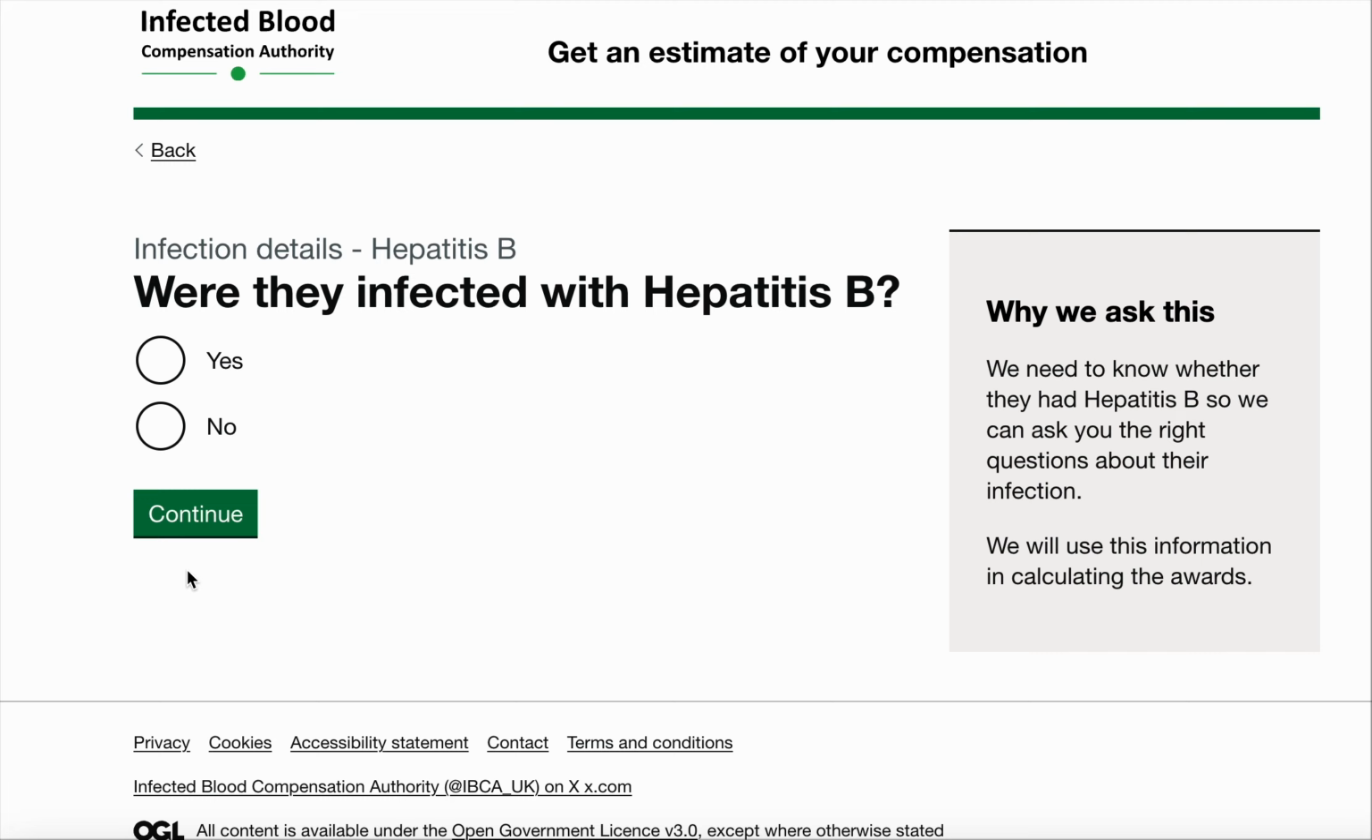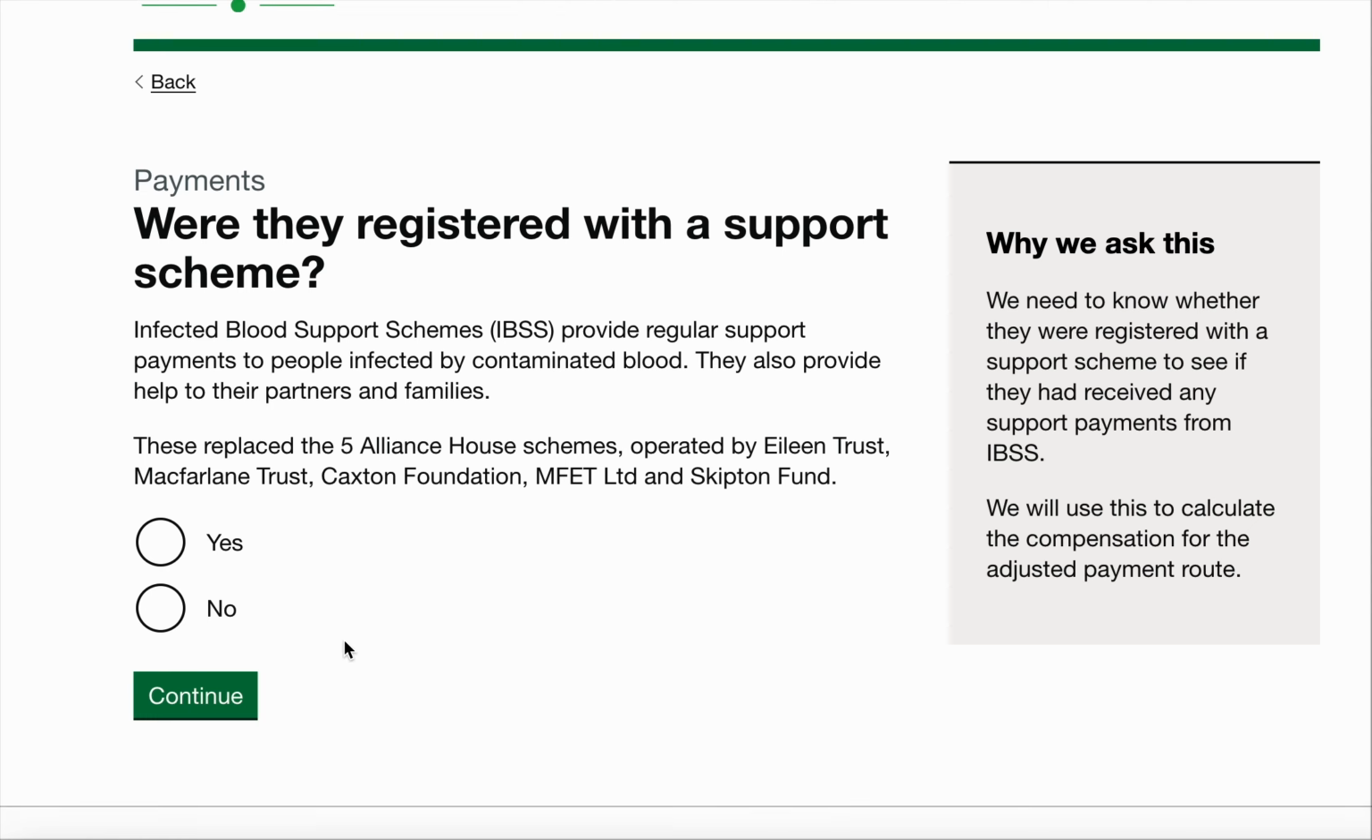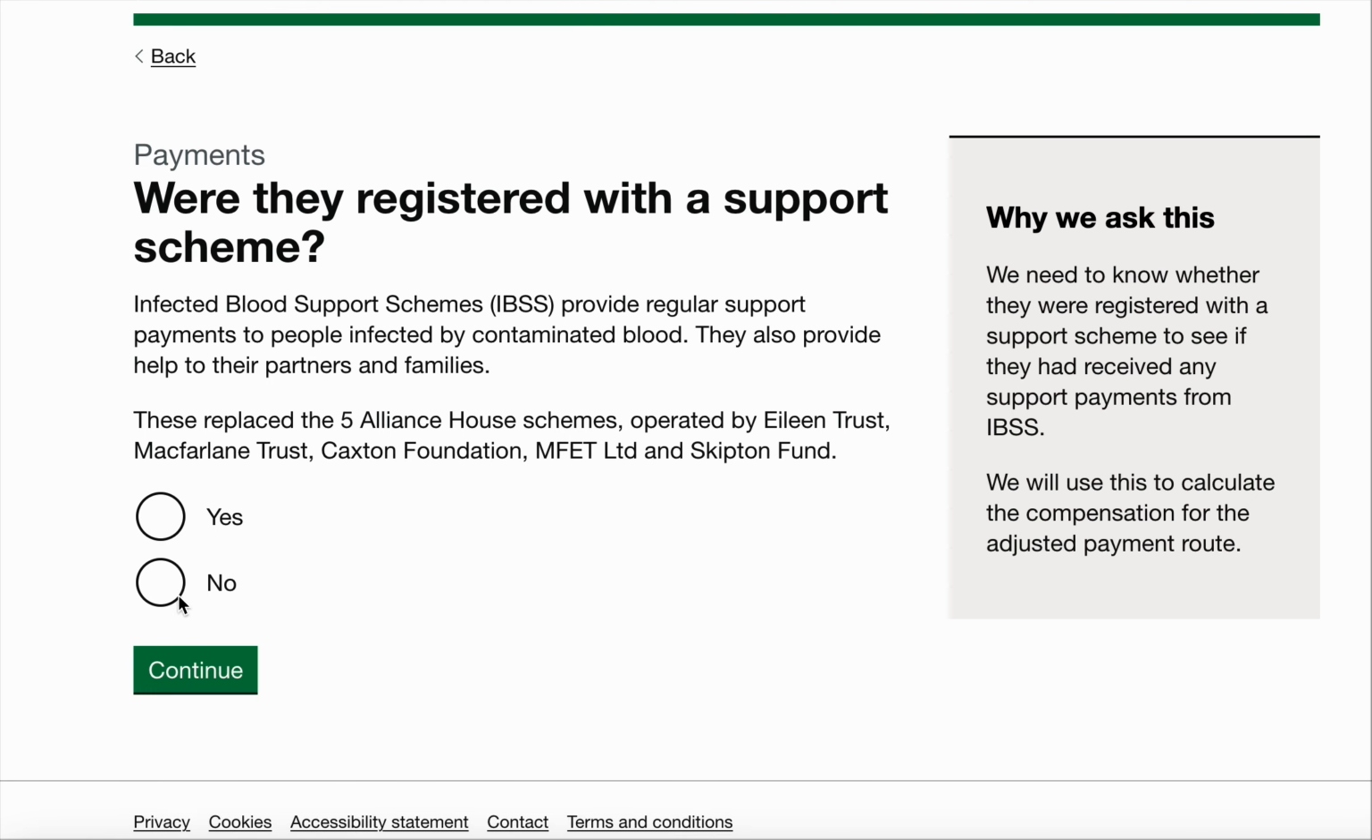Click Continue to confirm whether or not they were infected with hepatitis B. In this example, the answer is no. Click Continue to confirm whether or not they were infected with hepatitis C. In this example, the answer is no. You will then be asked if they were registered with a support scheme. In this example, the answer is no.